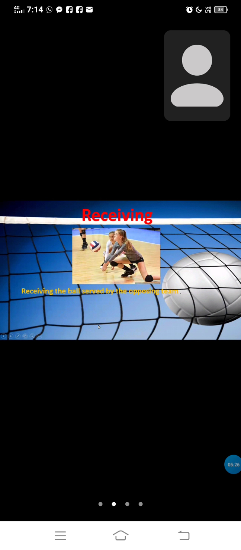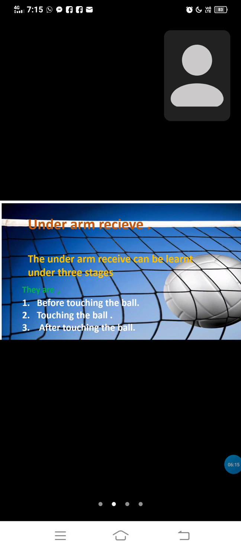Okay, next I'm going to talk about receiving. Receiving is receiving the ball served by the opposite team. In this picture, you can see receiving. Okay, let's learn it further. There are two types of receiving. They are underarm receiving and overarm receiving. Next I'm going to talk about underarm receive. The underarm receive can be learned under three stages. They are before touching the ball, touching the ball, and after touching the ball.